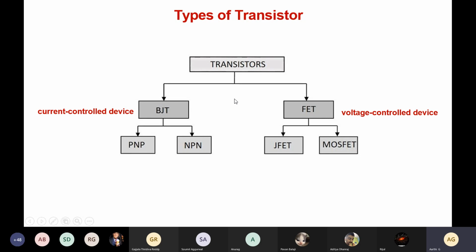The basic difference between BJT and FET is that BJT is a current controlled device, whereas FET is a voltage controlled device. We will study the differences between these two transistors. Finally, once we study the characteristics, features, and everything, we will have a comparative analysis between BJT and FET.